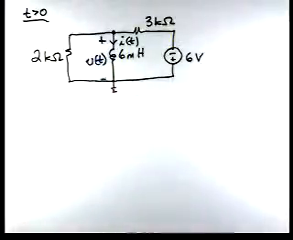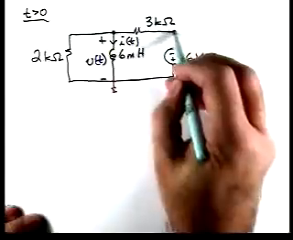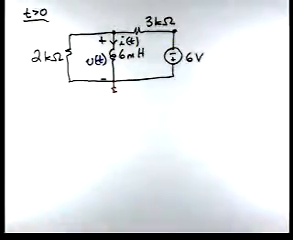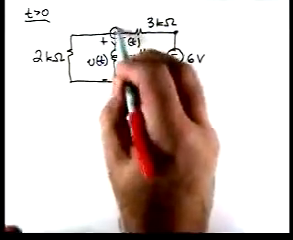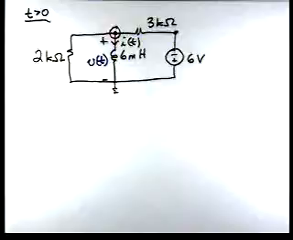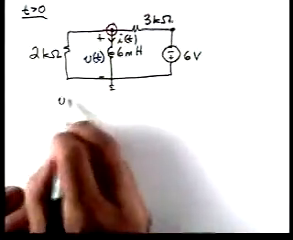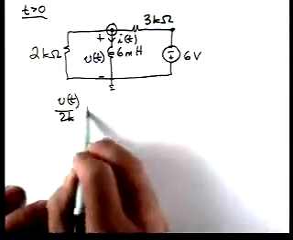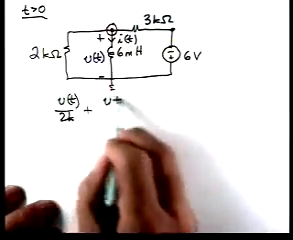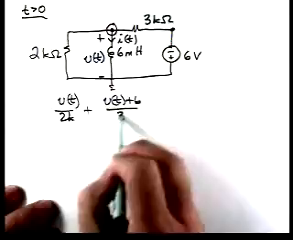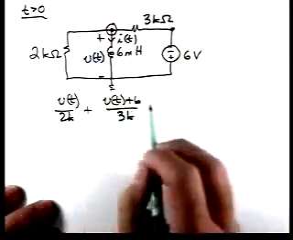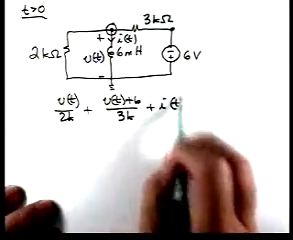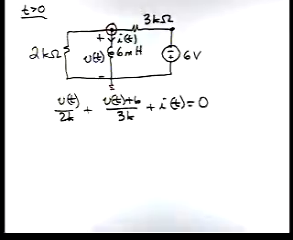We've really got 3 nodes, so 2 node voltages. Here's one, but it's known. Now let's apply KCL to this top node. So we'll have v(t) over 2k plus v(t) plus 6 over 3k plus i(t) equal to 0.